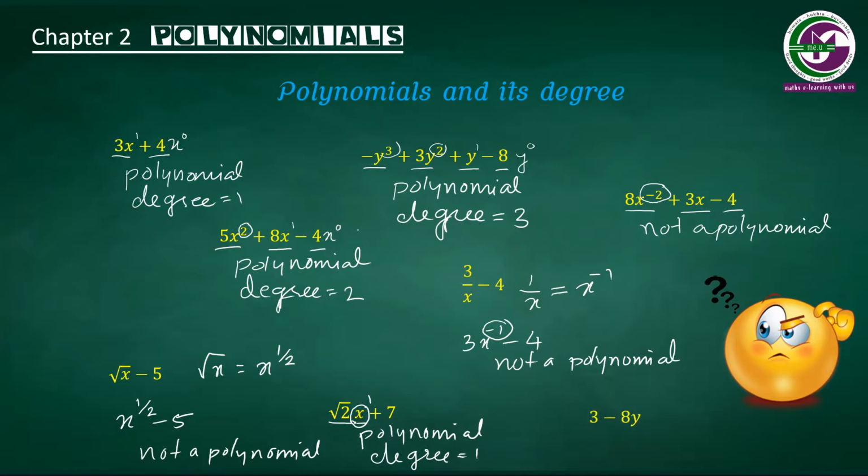Next example, 3 minus 8y. Here you can see y is the variable. There are two terms, 3 and minus 8y. And for the variable, the highest power is 1 here, right? So it is a polynomial, and degree is equal to 1.